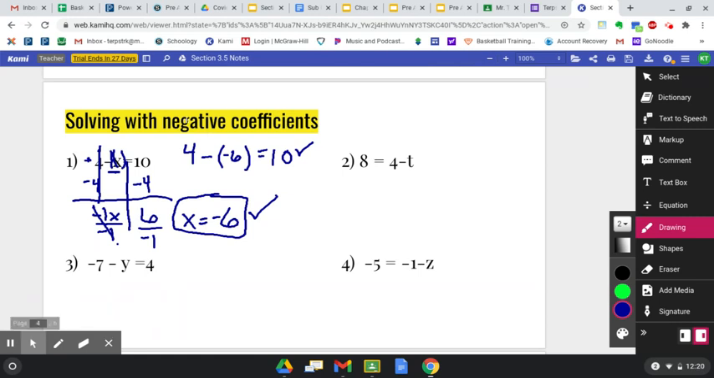All right, let's see here. So if I separate, notice my variable is on the right side. So here's my variable term, really negative 1t. This is a positive 4. So I'm going to start with subtracting 4 from each side. That would cancel. So dividing by negative 1, I get t equals negative 4.